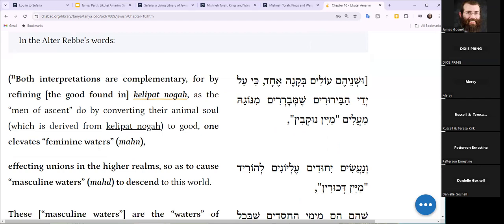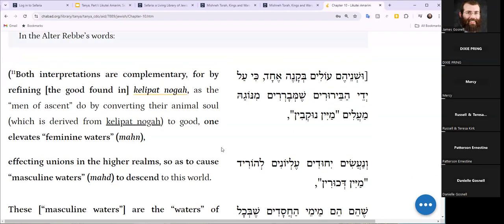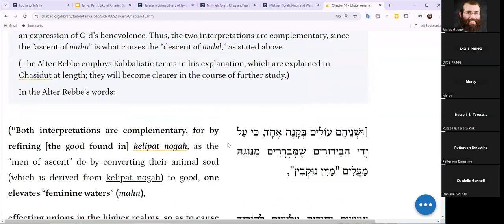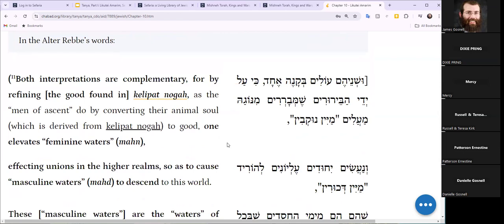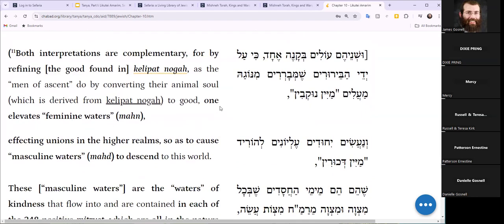One elevates the feminine waters, MaN, affecting unions in the higher realms, so as to cause masculine waters, MaD, to descend to this world. So as a non-Jew, you have to figure out how to do this. How do you elevate your nefesh behemit, your animal soul? And there's plenty of videos that we've made weeks prior that talk about that. Basically Torah and mitzvot.